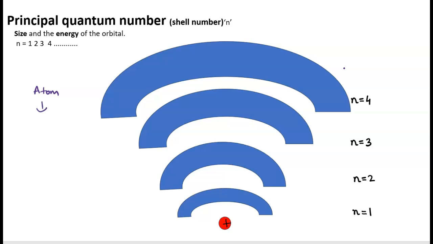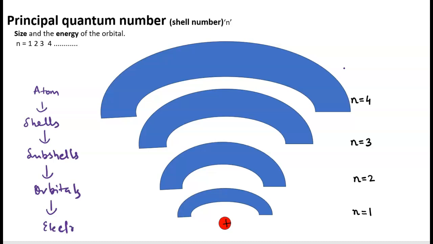there are shells, then in those shells there are subshells. Okay, then in those subshells there are orbitals, and in orbitals there are electrons. To specify an electron present in an orbital, we need the quantum numbers.